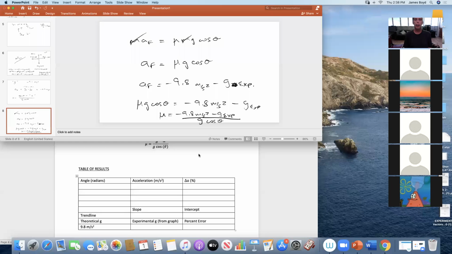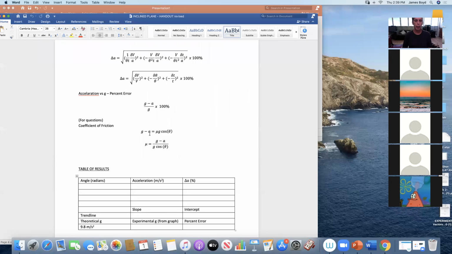What actually is going on here, what I found and what actually kept me up really late last night trying to figure out how to do something useful with this. And before I say that, follow this math right here, where this is your A from your slope, okay? This is A from your slope. This is 9.8.